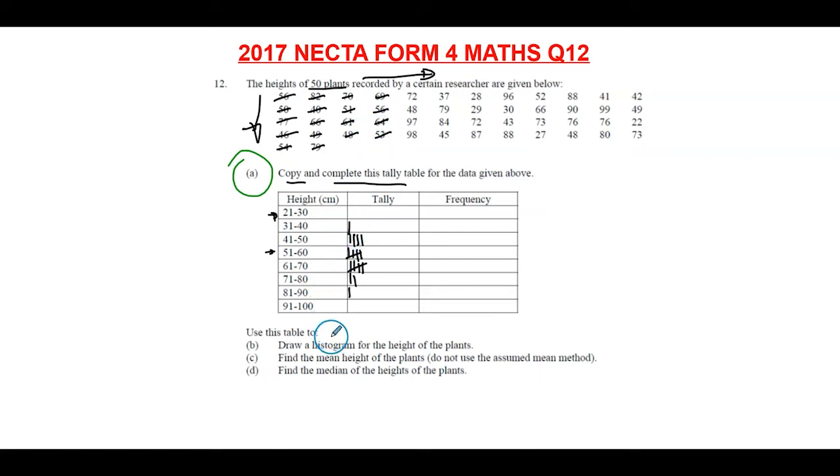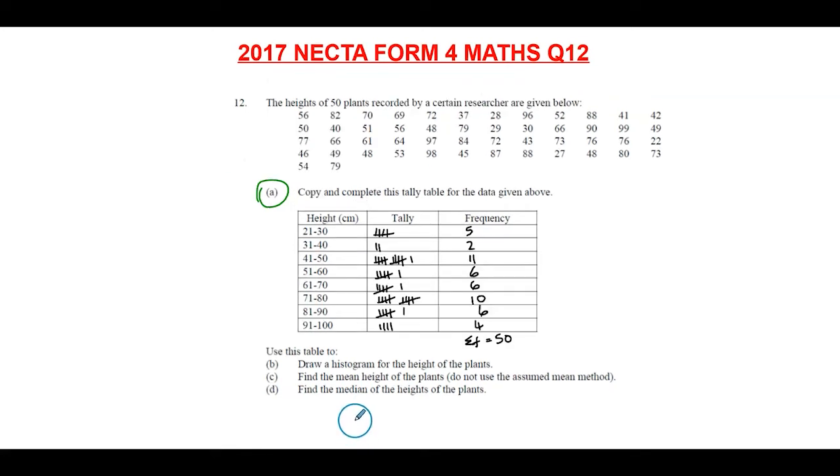Okay, I'm going to fast forward now, so I don't bore you. So I've done this in advance. Once you've done all your tally over here, then you need to start counting them. So we've got 5 here. Frequency is how often it appears. So 5 times there is a plant that fitted into this group. Okay, 2 times there, and make sure you count all of them, and make sure they add up to your total frequency of 50. So that's question A done.